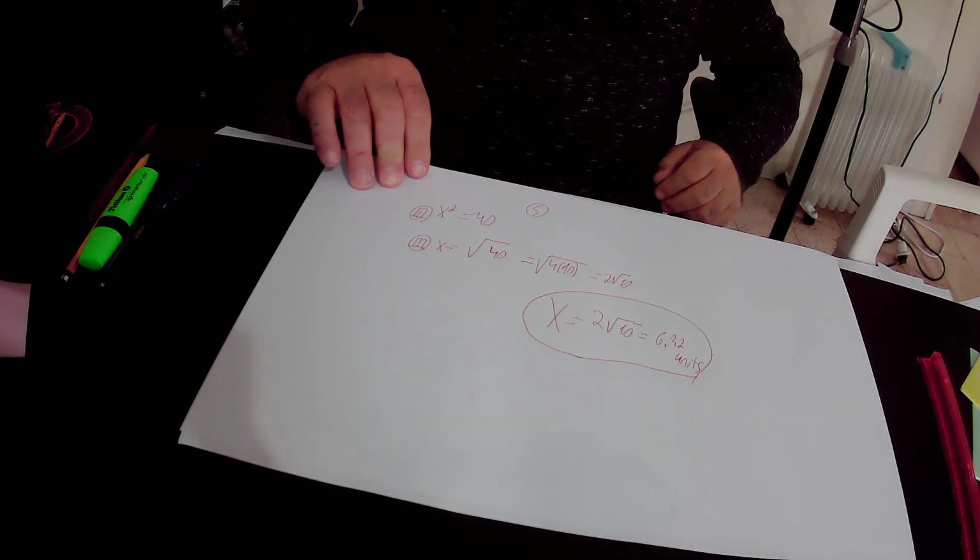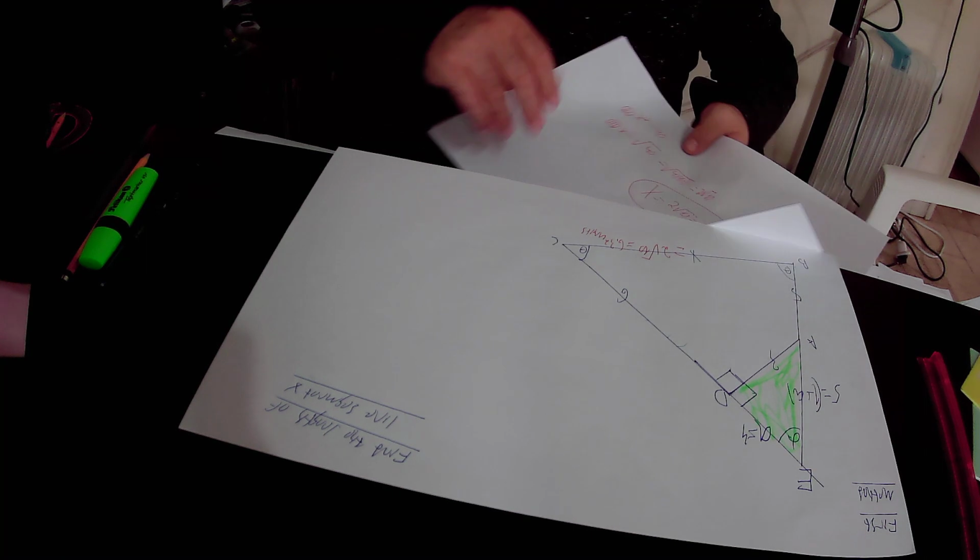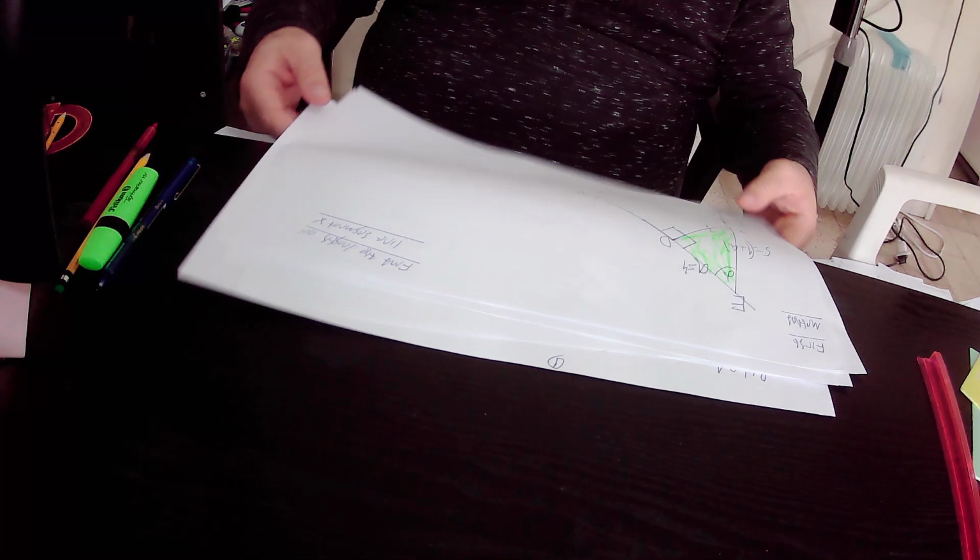We finished with the first method. In the next step, I will present to you how we found the length of line segment x according to the second method. In the second method, we did another construction.